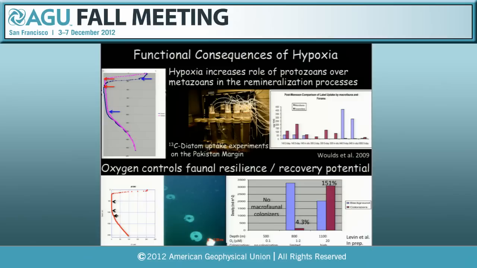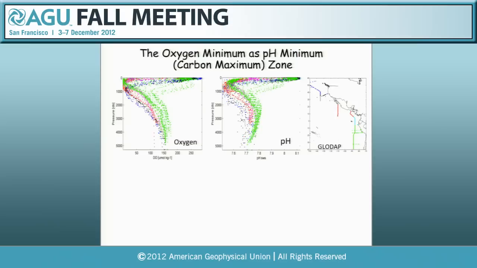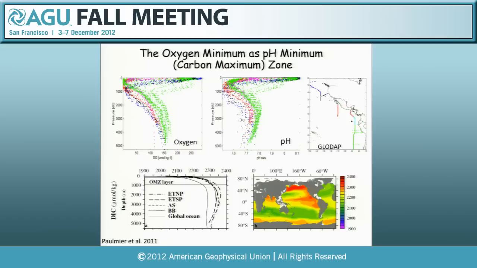All of the patterns that I've shown you thus far are based on interpreting stations and the communities there in light of the oxygen gradients. But we know that oxygen minimum zones are also carbon maximum zones, or we can think of them as pH minimum zones. These profiles from different parts of the Eastern Pacific show very clearly that pH varies with oxygen. They're both low at these midwater levels. Work by Palmier has also documented, in terms of DIC, that there is a carbon maximum in these OMZs, or oxygen minimum zones, and it falls just below the oxygen minimum layer.